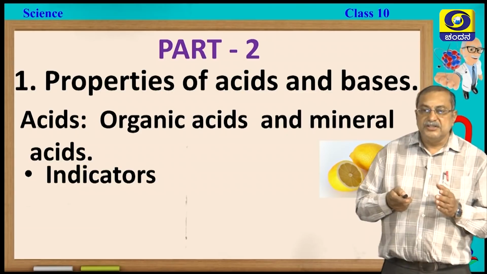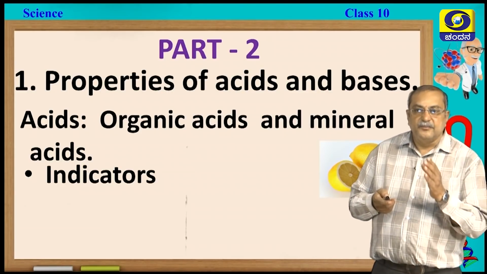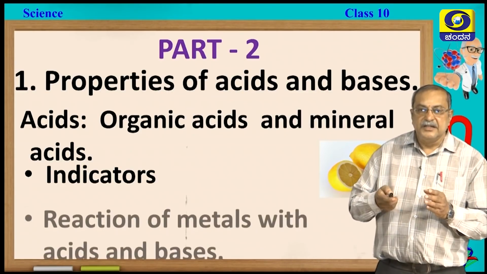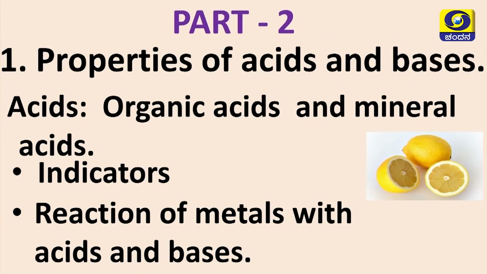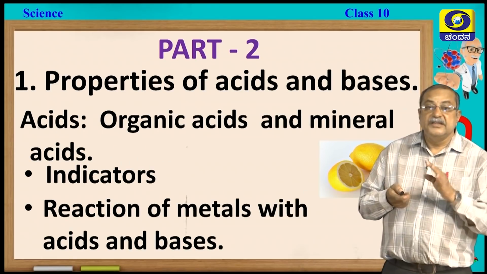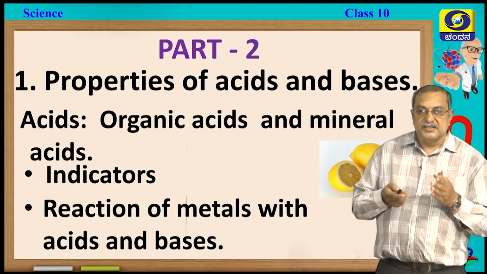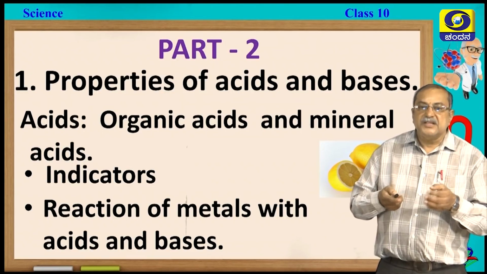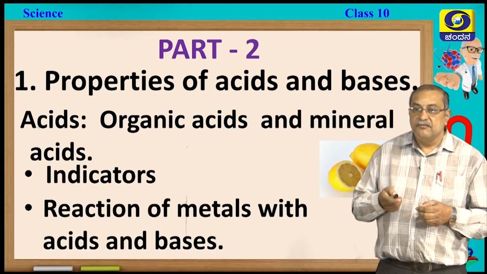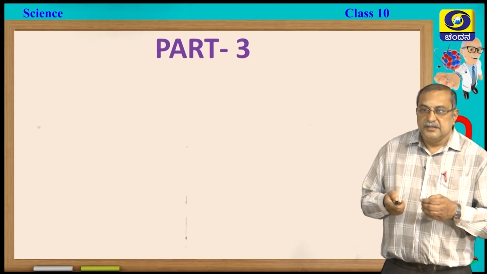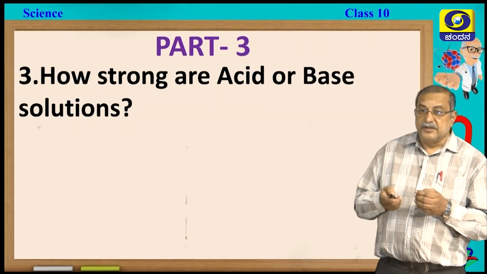Okay. Without tasting how can we find out? By using indicators. Okay. So, there are two types of indicators, natural indicators and synthetic indicators, also blue litmus, red litmus, phenolphthalein indicator, methyl orange, like that many indicators we have learned. Okay. Next, reaction of metals with the acids and bases we have learned in the first part. In the second part, we have learned about the reaction of acids and bases with each other.